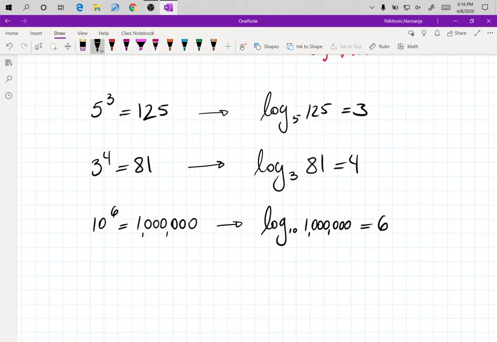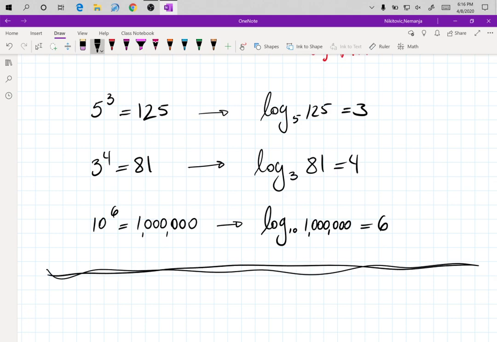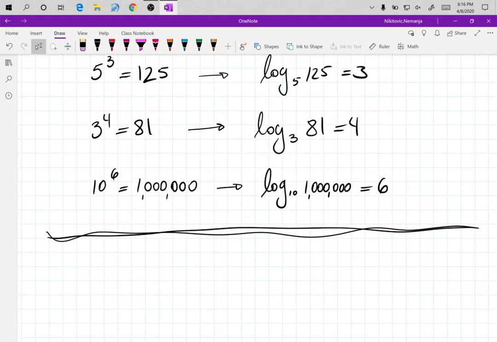So if you are to try and figure out how much is log base 4 of 256, that's some unknown quantity.